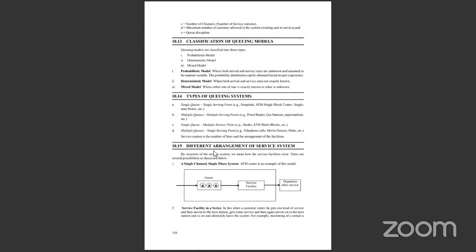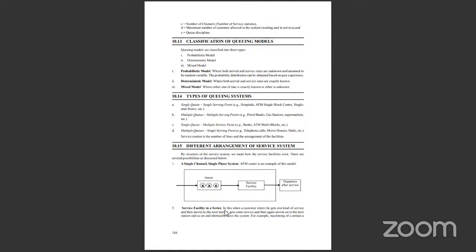You can see here the different arrangement of service system. By structure of the service system, we mean how the service facility exists. There are several possibilities as discussed below. A single channel, single phase system. An example, ATM center is an example for this model. So there is a single queue and single facility and departure after the service. This is a single channel, single phase system. As the people will be in the queue, one after the other only, it will be served. One gone, then only the other person can utilize. That is a single channel, single phase.